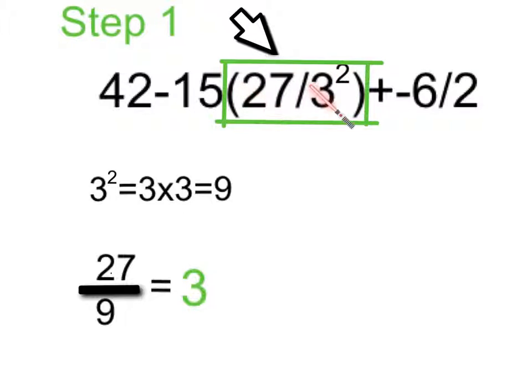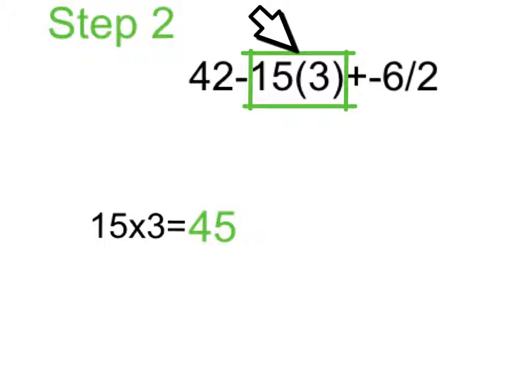So the first thing you would do here would be to square 3. As I have written here, 3 squared is equal to 3 times 3, and that's equal to 9. Okay, so now that we have 9, we can divide 27 divided by 9, and that equals 3. So we can use 3 to replace the part of the problem that we have right here.